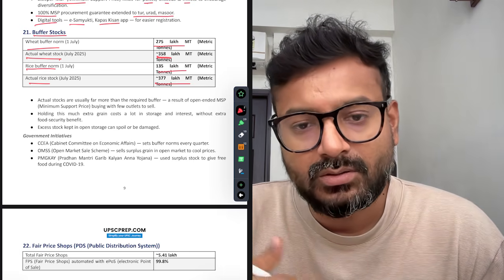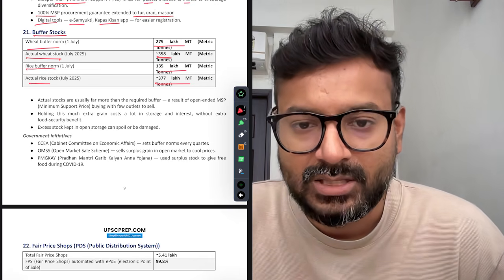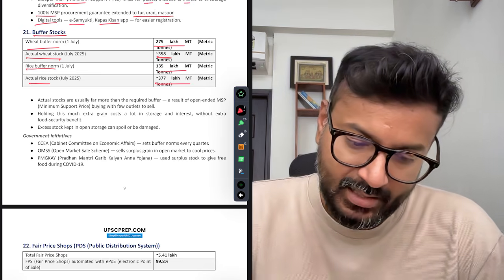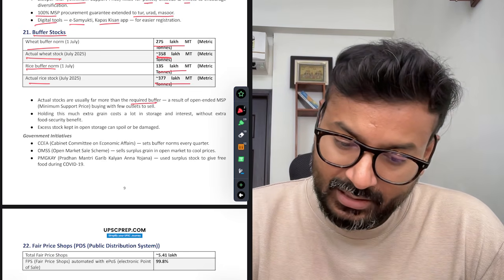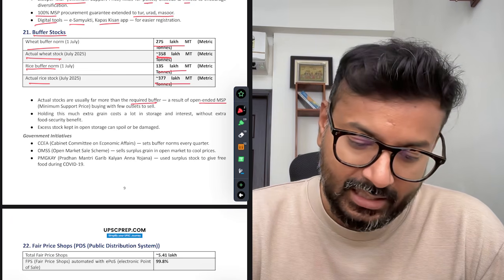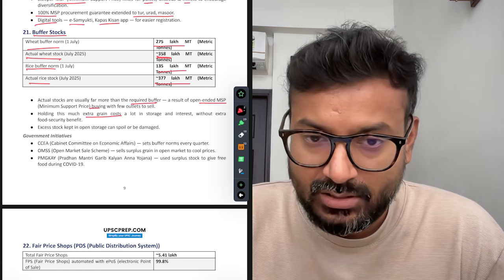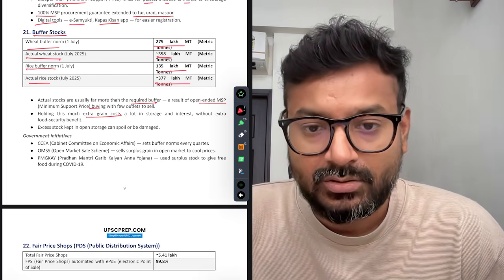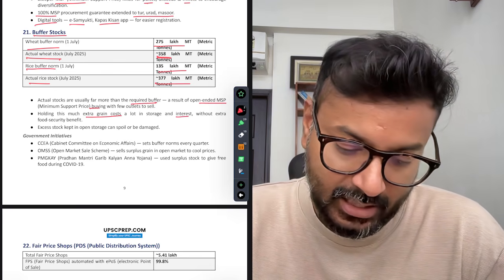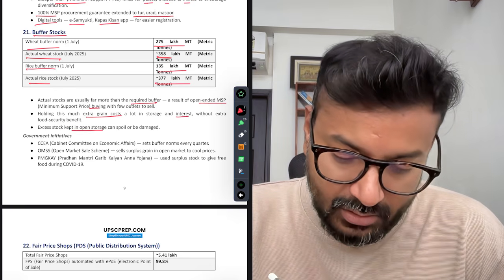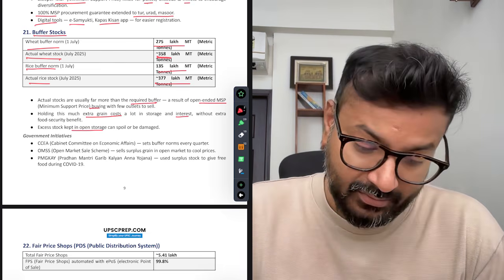So almost all the time it procures more than the norm, and then ends up storing the grain in open spaces, which leads to a lot of spoilage. So the stocks are more than the required buffer, as a result of open-ended MSP buying. Now, for the extra grain, storage is required, but storage is not available. They also may have to rent out storage, and they end up paying a lot of rent and interest on that. Then stock is kept in open storage, which gets spoiled or damaged. So that is another factor.